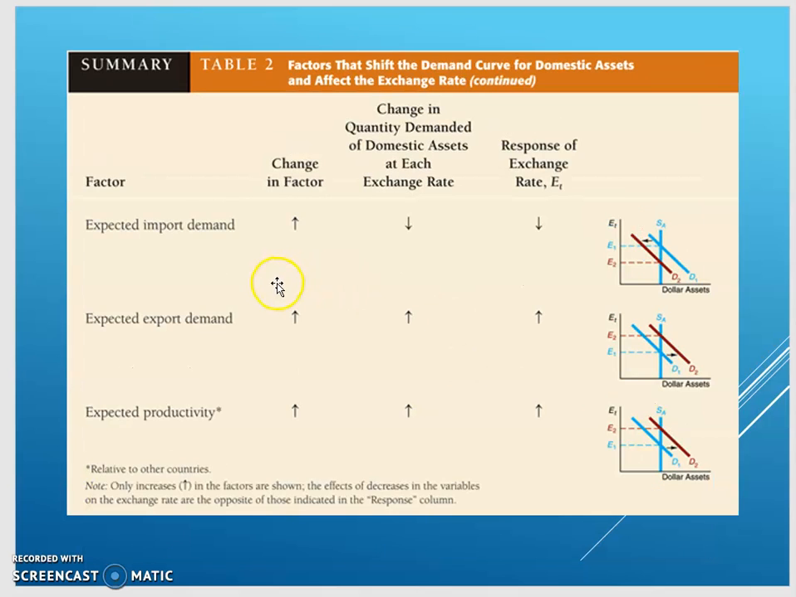Last but not least, the expected import demand. If import demand increases, the quantity demanded for domestic assets will decrease and the exchange rate will decrease. If export demand increases, the quantity demanded for domestic assets will increase and the exchange rate also will increase. And if expected productivity increases, it will increase the quantity demanded for domestic assets and also increase the exchange rate.